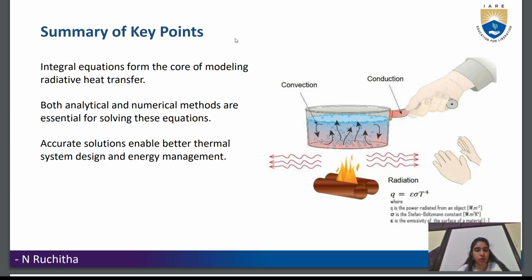Summary of key points. Integral equations form the mathematical foundation of radiative heat transfer modeling. Analytical solutions exist only for simplified cases. Numerical methods dominate modern research. Techniques such as MoM, validation, and verification are critical for ensuring reliable solutions.